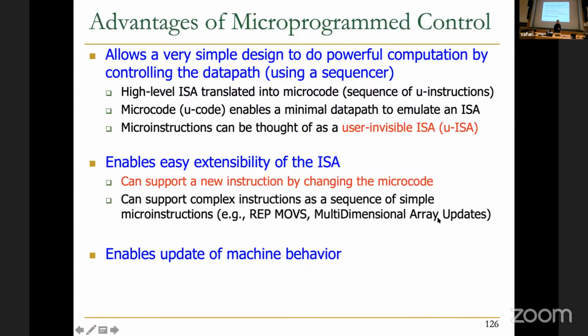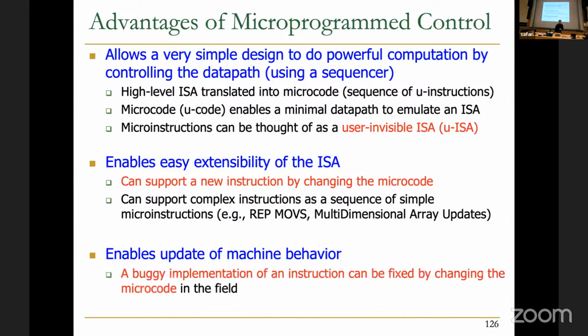This is also called microcode. You can support complex instructions as a sequence of simple micro instructions. You just need to modify your finite state machine. For example, you could do multi-dimensional array updates or string copies by sequencing through micro instructions. And very interestingly, this also enables update of machine behavior. A buggy implementation, for example, that's found in the field can be fixed by changing the microcode. You could have a microcode update that Intel sends to you, and you patch it, and your buggy hardware becomes not buggy anymore. Right?